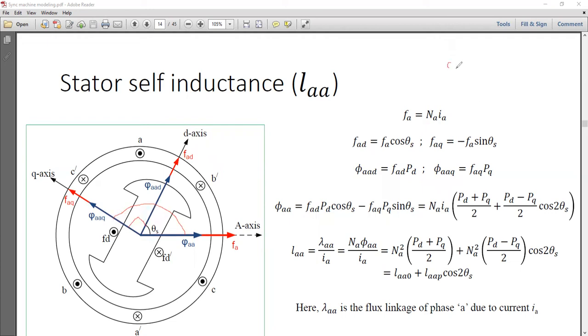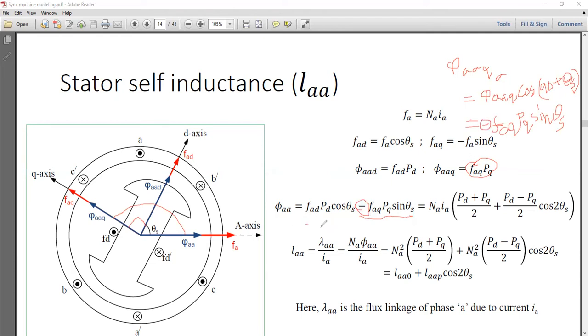So phi AAQ, you will have phi AAQ A. It is nothing but phi AAQ cosine. What is the angle? 90 plus theta s. That's it. So what do you get? You replace phi AAQ. What is phi AAQ? You have this here, FAQ, PQ. Then cosine 90 plus theta s would be minus. Done. Okay. That's why there is a minus sign, because of this minus sign.